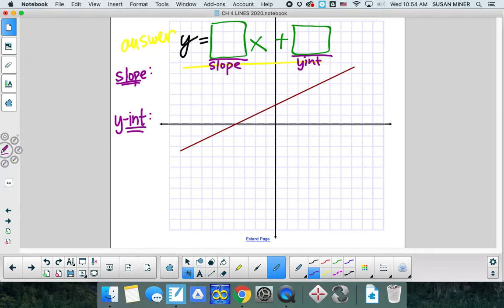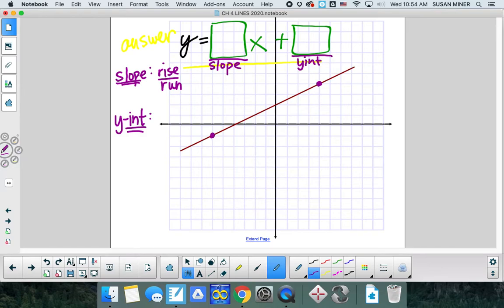So from a graph, the first thing I want to do is find the slope. And remember, the slope is the rise divided by the run. We use this ratio of rise to run to determine what our slope is. The first thing I want to do from the graph is pick 2 good points on the graph. It doesn't matter which ones I pick. I just need 2 good points on this graph.